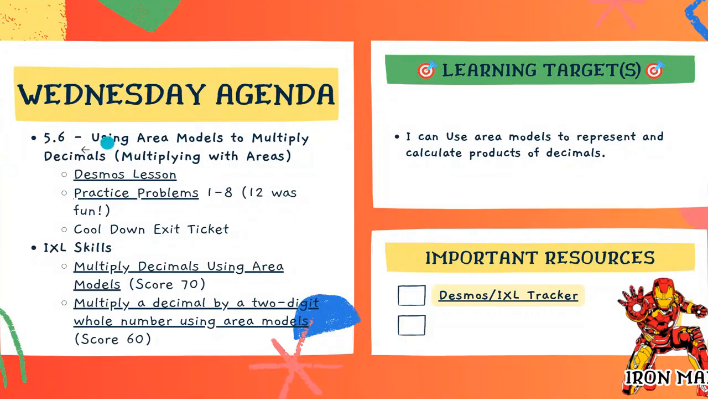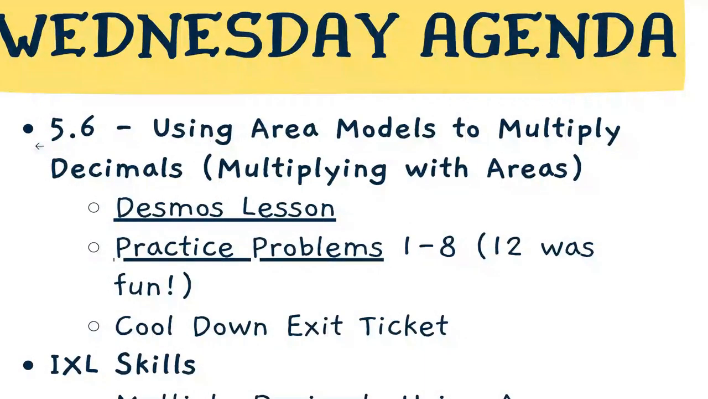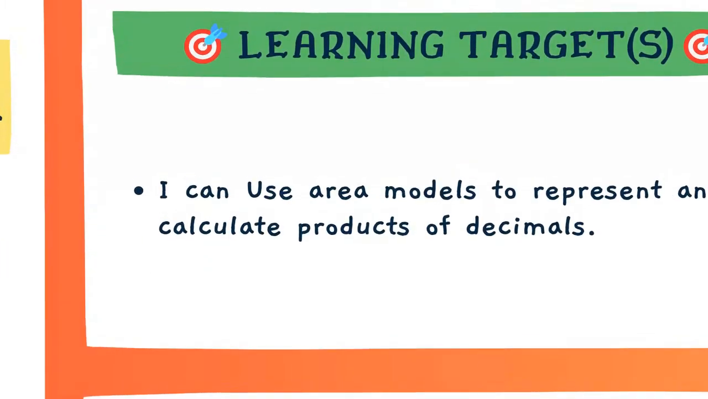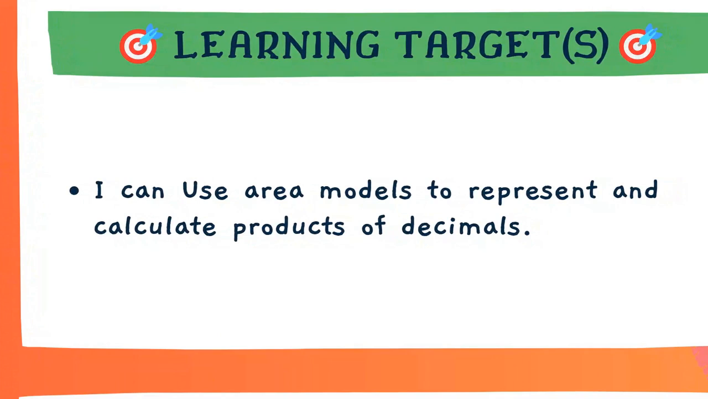All right, here's today's agenda. Today we are looking at 5.6, using area models to multiply decimals, multiplying with area models. So today's learning target, read this with me while I read it. I can use area models to represent and calculate products of decimals. We are working toward just multiplying decimals with the traditional algorithm.